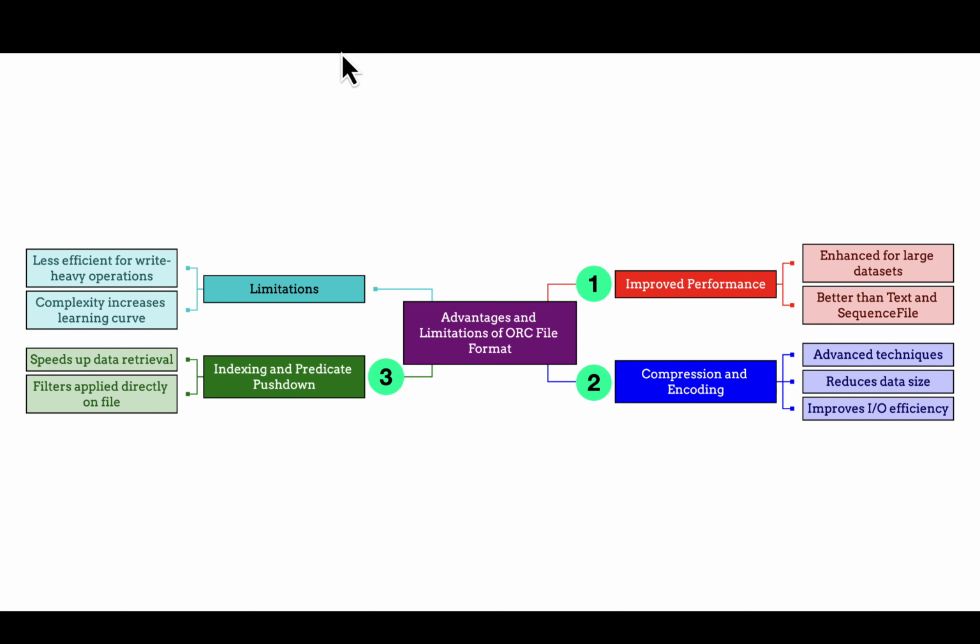3. Indexing and predicate pushdown. ORC supports indexing, which speeds up data retrieval. Predicate pushdown allows certain filters to be applied directly on the file, reducing the amount of data loaded. 4. Limitations. The main limitation of ORC is that it is less efficient for write-heavy operations and scenarios where data is frequently updated. It is more complex compared to other formats, which might increase the learning curve.